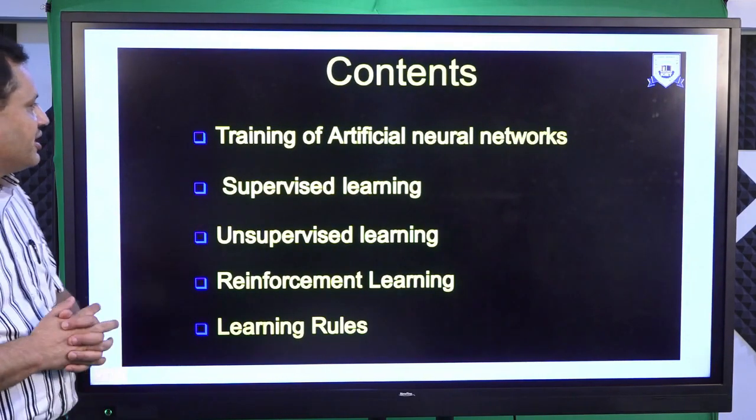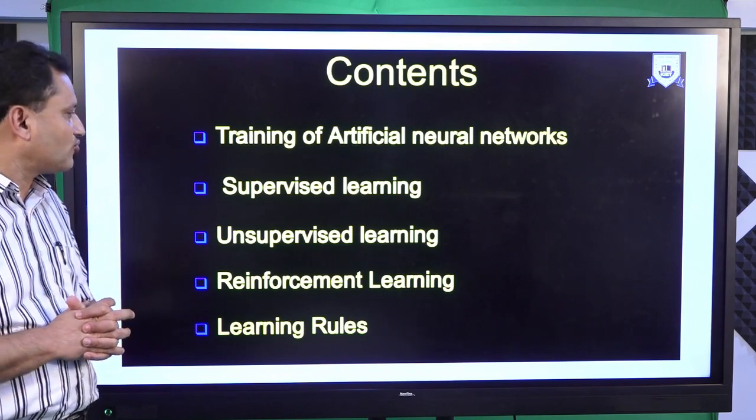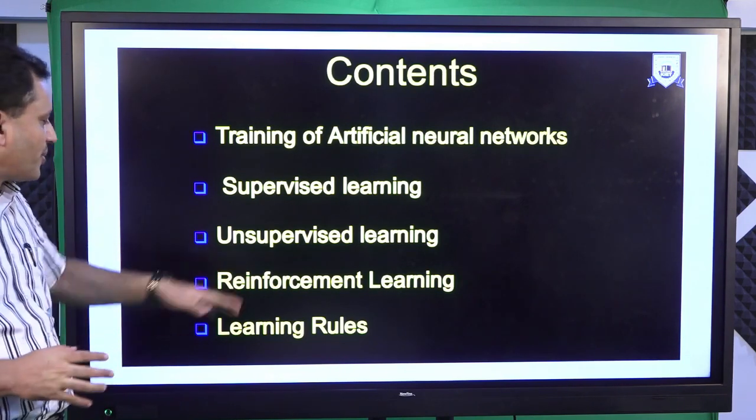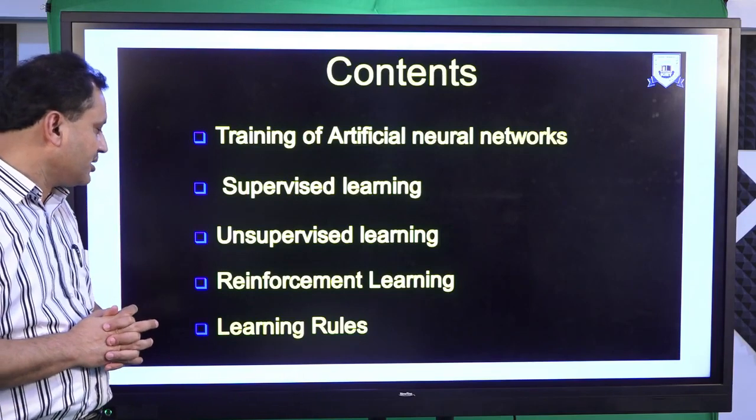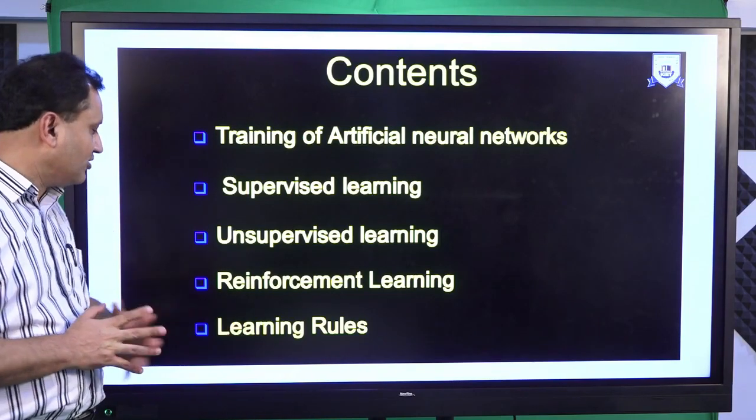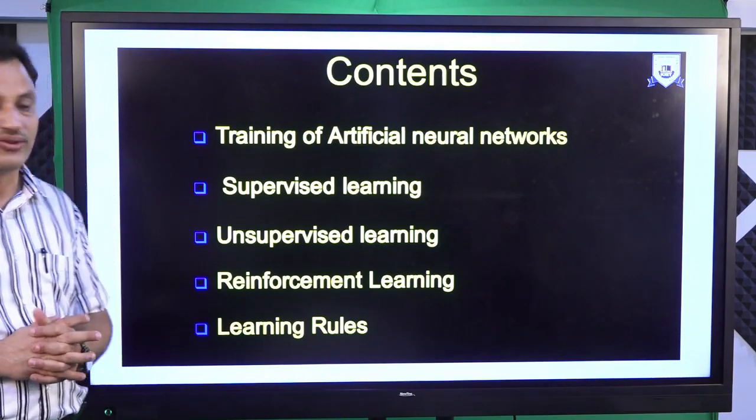These are today's contents: training of artificial neural networks, supervised learning, unsupervised learning, reinforcement learning, and at the last we will see the learning rules, the mathematical models of learning.